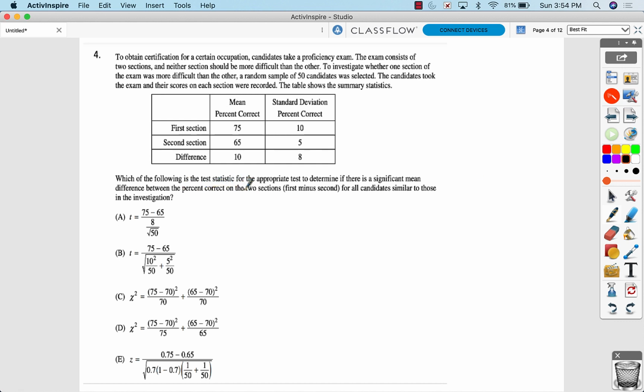Okay, which of the following test statistic? This is very important right here. Make sure you pause it and read the question and come back. That's very important. Mean difference. A mean difference is a paired test. As soon as you see mean difference, you know it's a paired test.